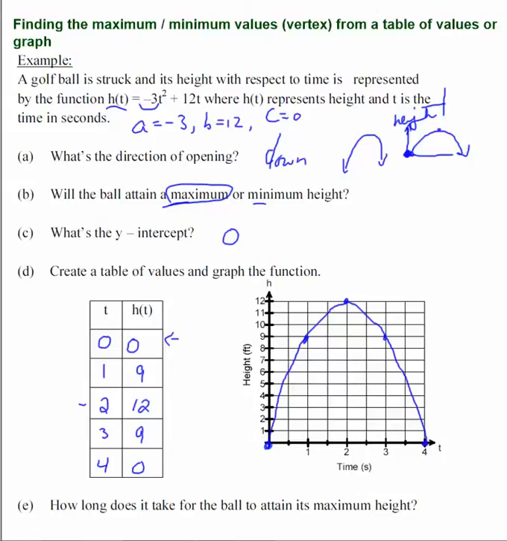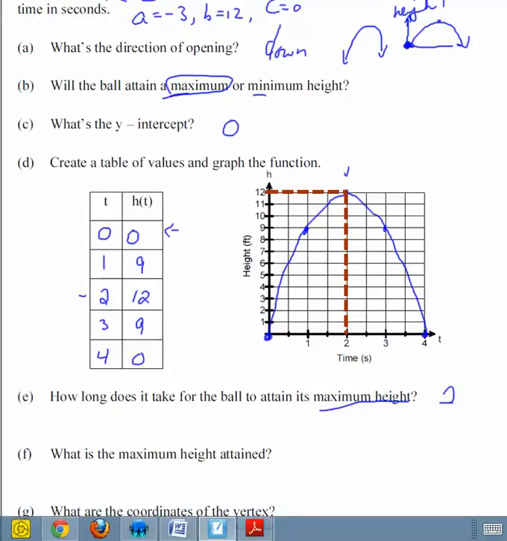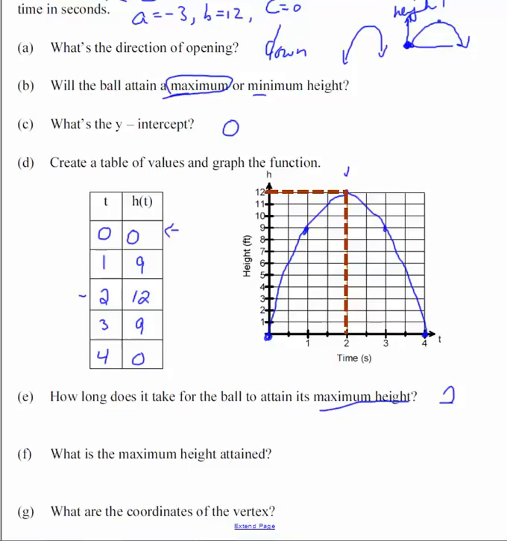Now the question asks, how long does it take for the ball to attain maximum height? Well, if the maximum height is here, we look across to our maximum height, and then look down. It takes 2 seconds. Now, what is the maximum height attained? The maximum height attained is 12 feet. So 12 feet, at 2 seconds. So what's the vertex? Again, you list your x value first, so 2, and then the y value, 12.